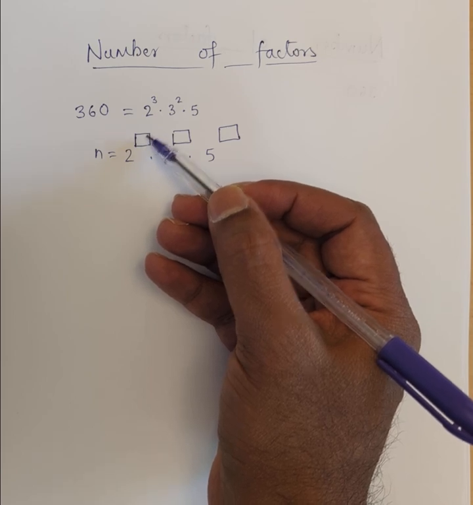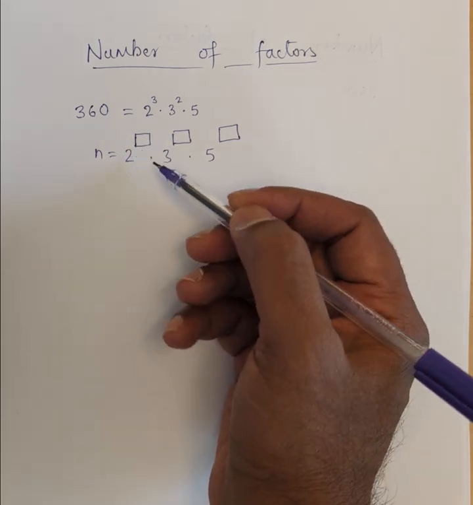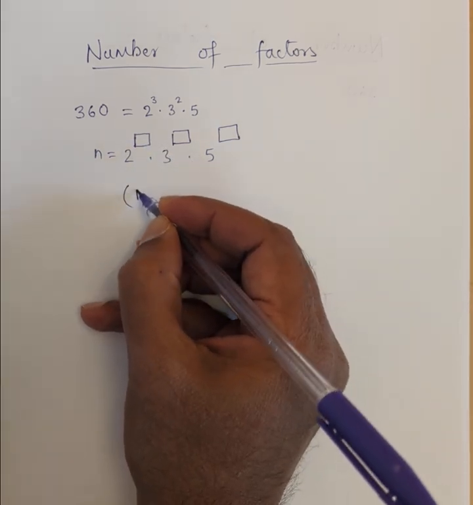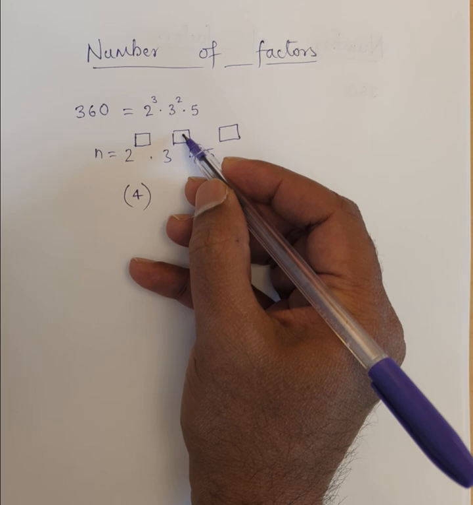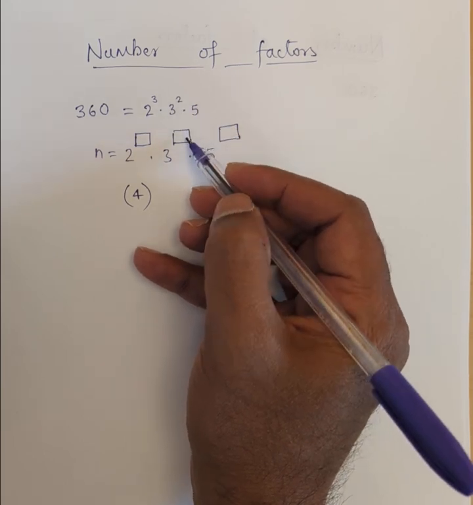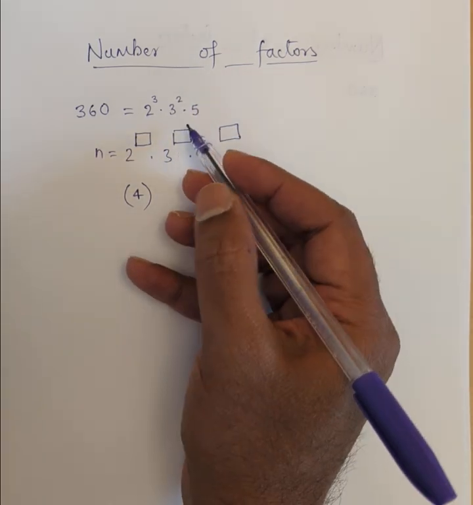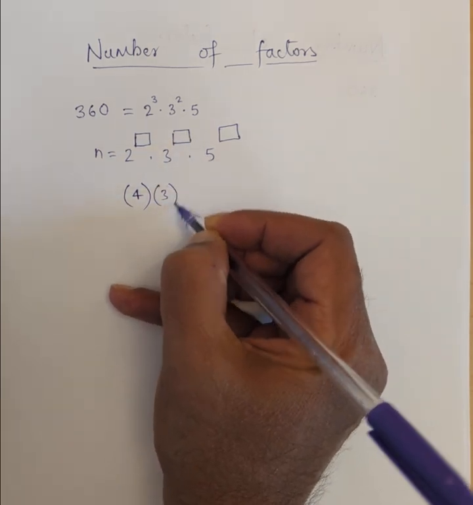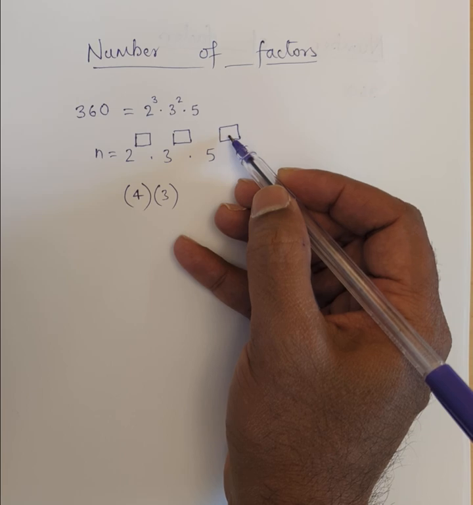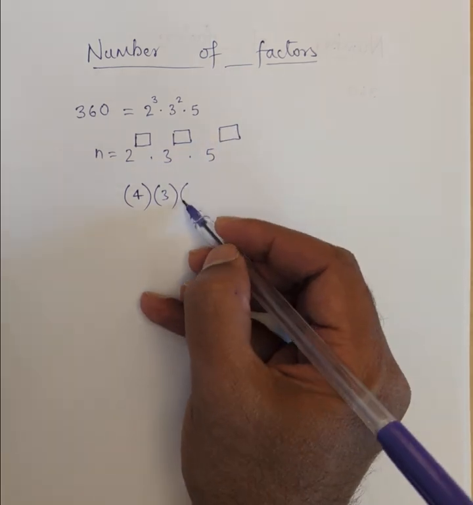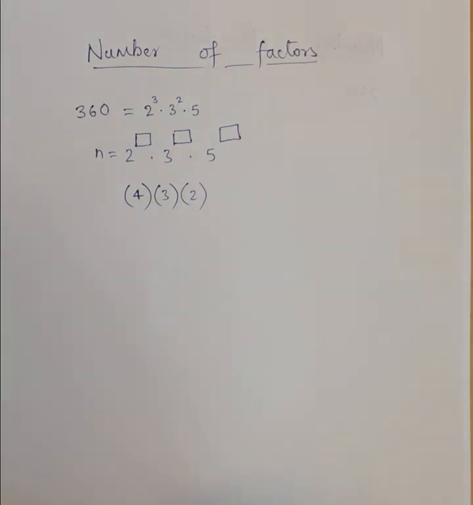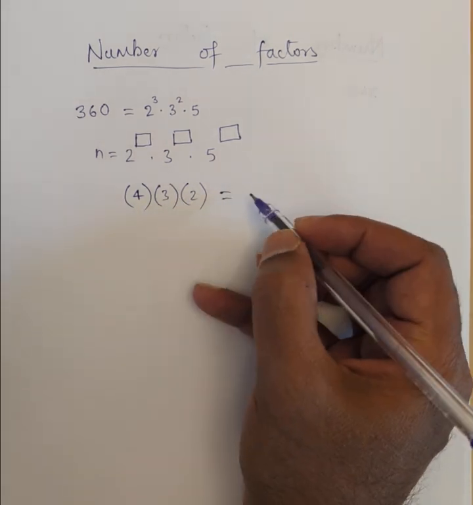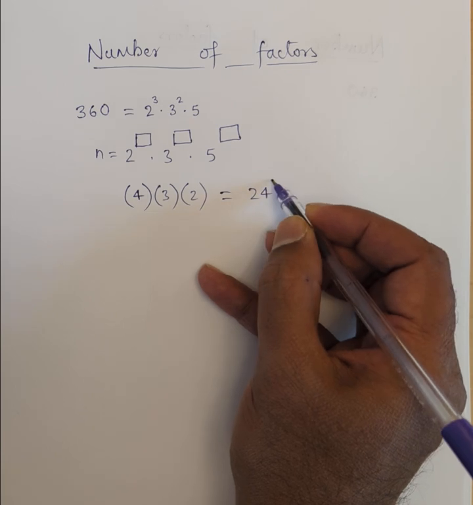So notice the exponent of 2 could be 0. So there are actually 4 choices for the exponent of 2, and then there are 3 choices for the exponent of 3. Why? Because it could be either 0, 1, or 2. And here I can have 2 choices. It could be either 0 or 1. And this is the number of factors. So 4 times 3 is 12, and 12 times 2 is 24, so the answer is 24.